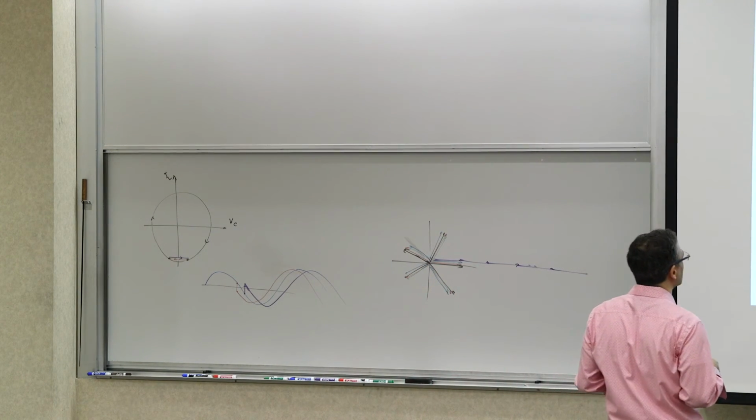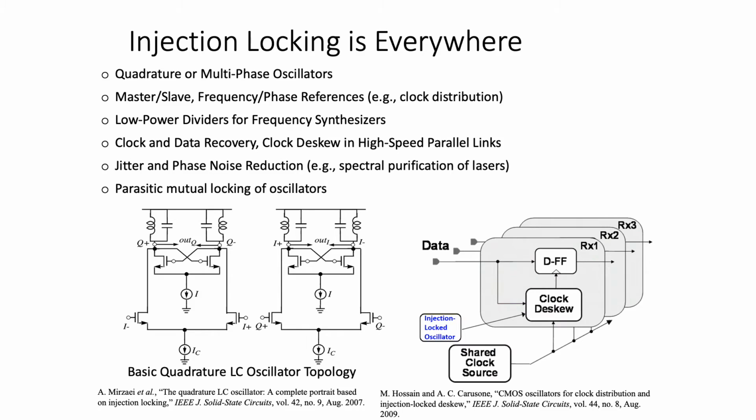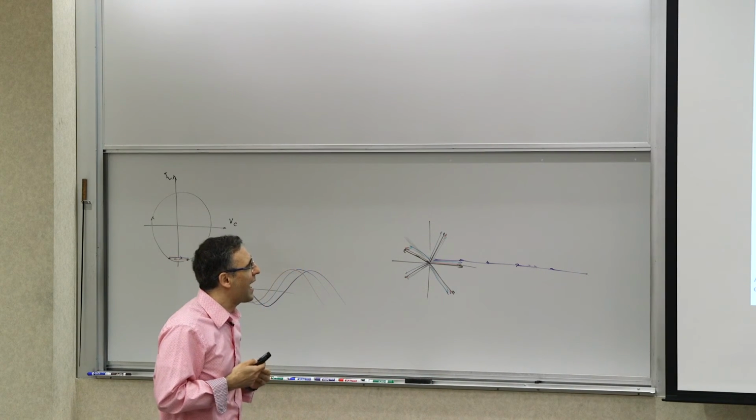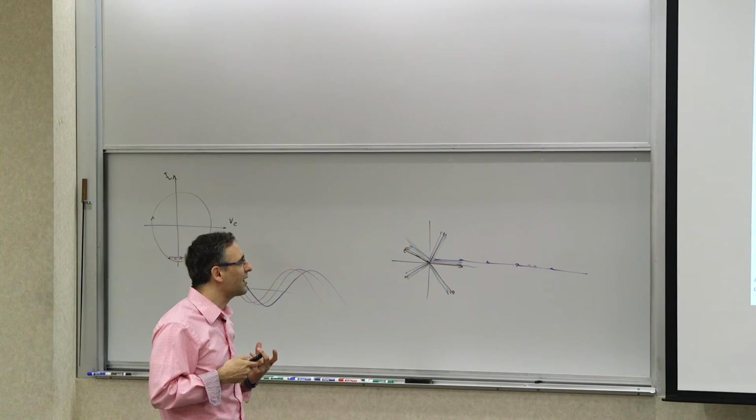And why is this important? It's important in a lot of places. For example, when you make quadrature oscillators, oscillators that generate I and Q, cosine and sine, two signals that are 90 degrees apart, this is important. You have phase references, dividers that operate based on this principle, and PLLs and clock recovery systems that will be affected by this. So a lot of systems will be affected by things of this sort. And one of the things that's important to us is the ability to model this accurately.